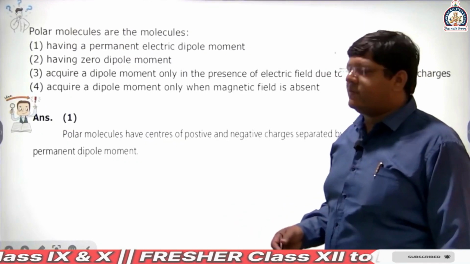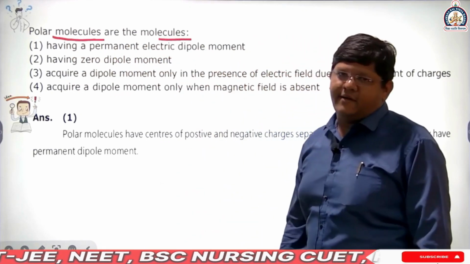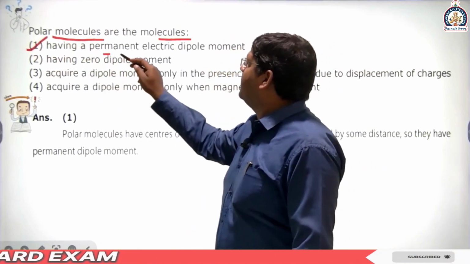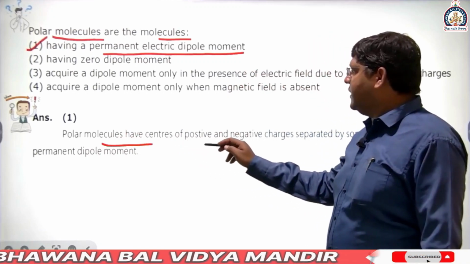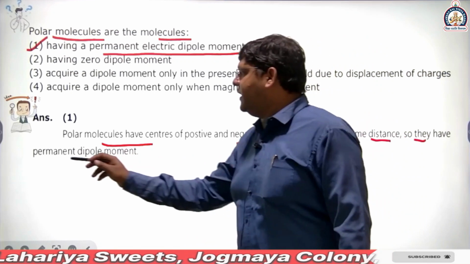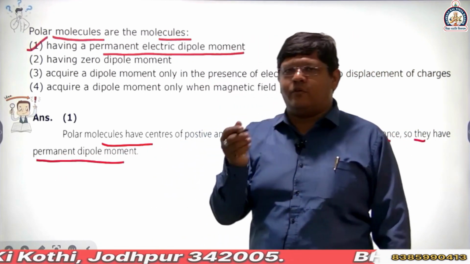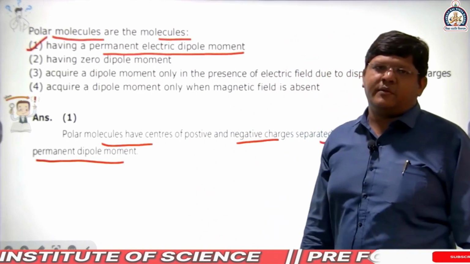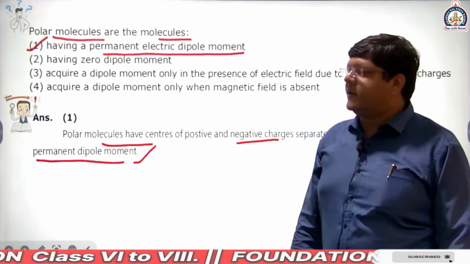Now moving to the next question. The next question says the polar molecules are the molecules, and we have to define polar molecules. A polar molecule is nothing but one having a permanent electric dipole moment. Polar molecules have the centers of positive and negative charges separated by some distance, so they have a permanent dipole moment. We can simply understand that polar molecules have poles, and poles mean opposite polarities. They are separated by some distance.